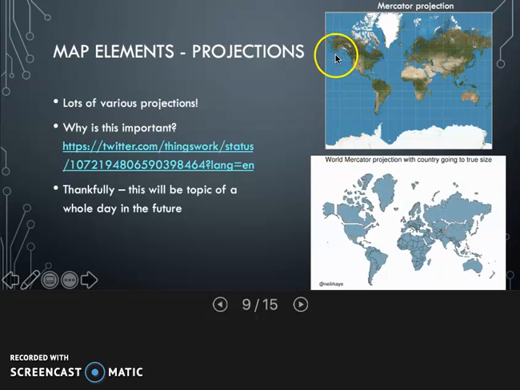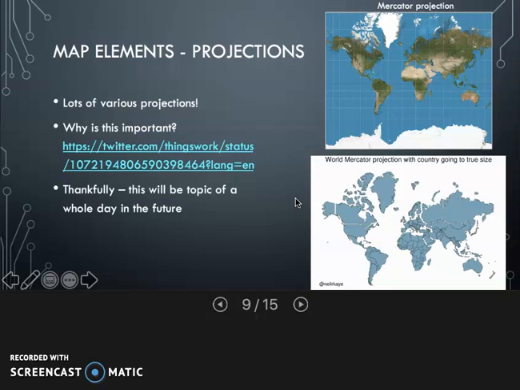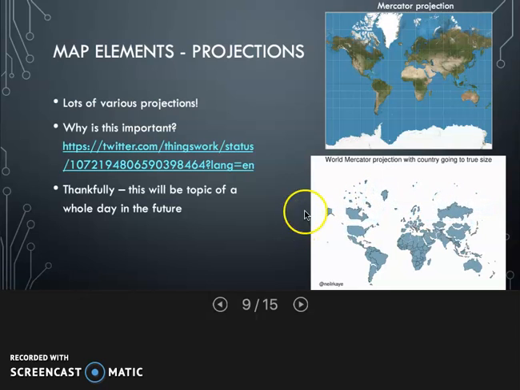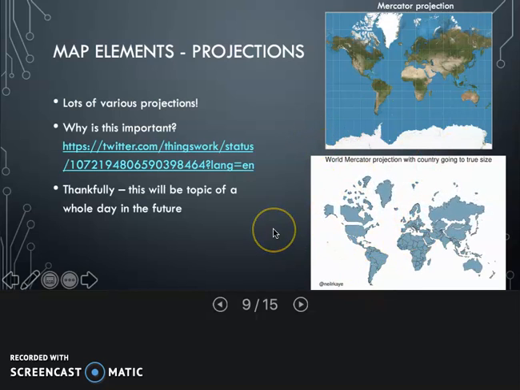And this is a valid projection in some cases, but it's not equal area. It doesn't actually represent the true size, the true area of these different places. And that gets exaggerated as you go toward the poles. And so you can see in this little GIF how the Mercator projection really distorts size.